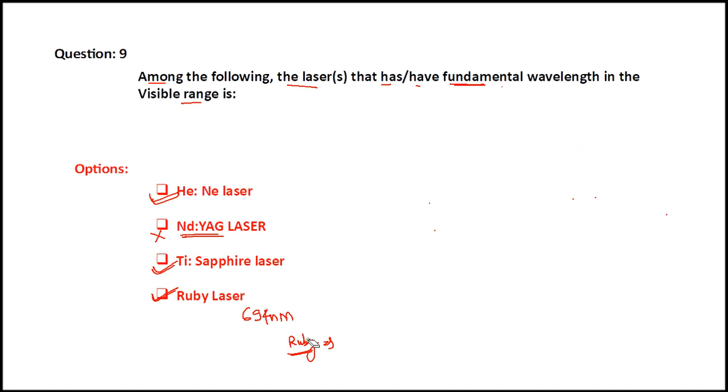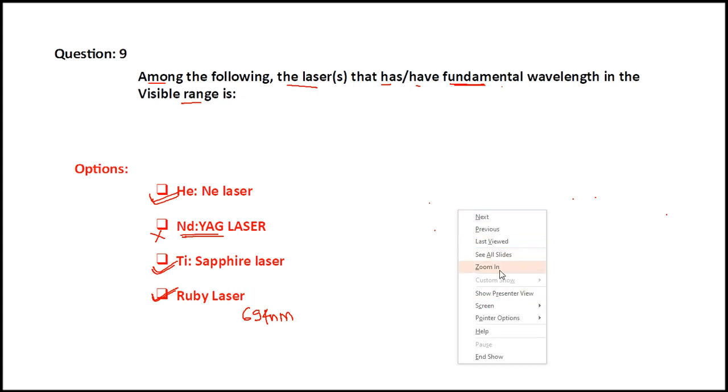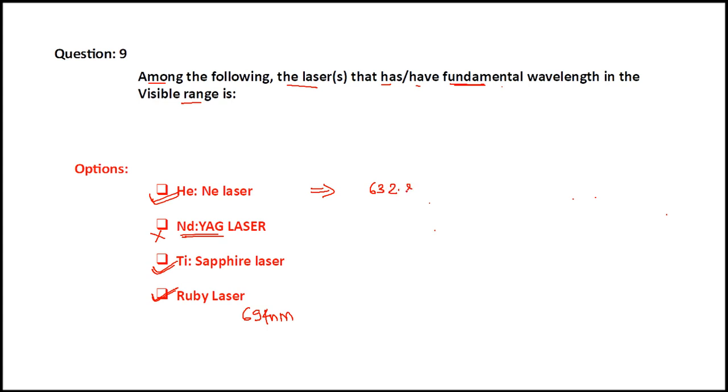I'll just write the fundamental wavelength of these respective lasers. For the helium neon laser, what we discussed that lies in the visible range was 632.8 nanometer. The second was the titanium sapphire laser, for that it was 780 nanometer. For the ruby laser it is 694 nanometer.